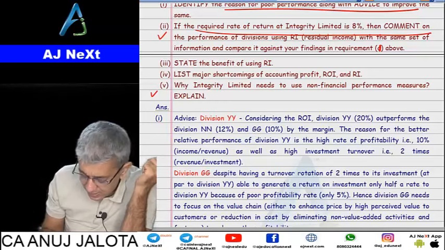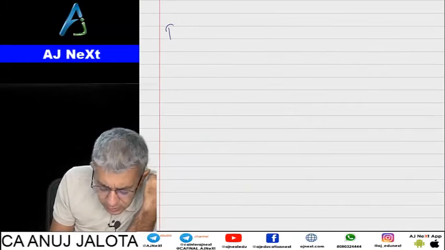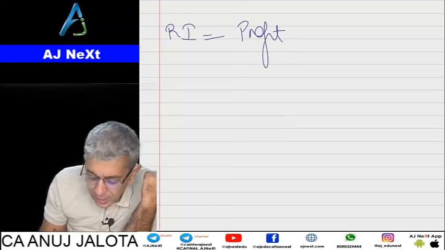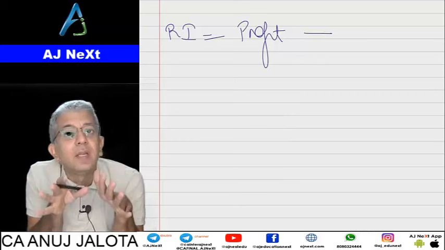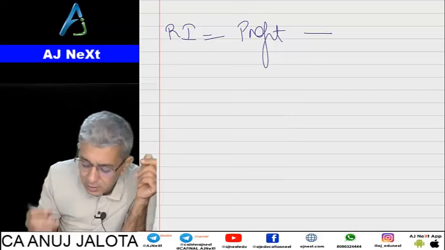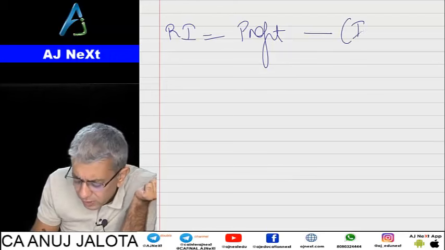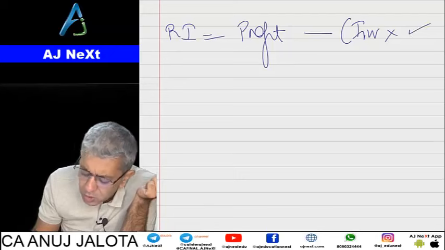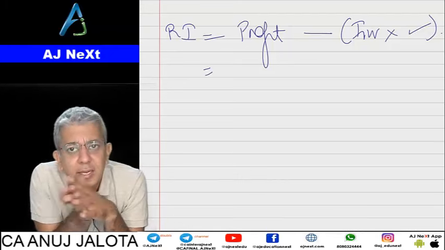How is RI calculated? We have all done questions on RI. Residual income is nothing but the profit that you get, but from there you subtract the minimum return that you want. Minimum return in this particular case is nothing but your cost of capital. Whatever is your investment, you multiply that by your cost of capital. Once you do that, that gives you your RI.